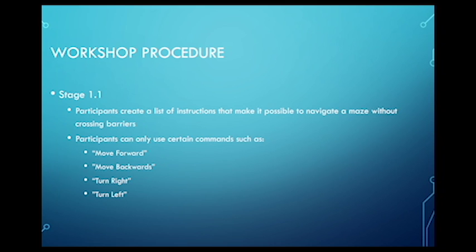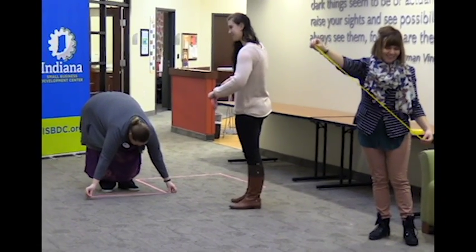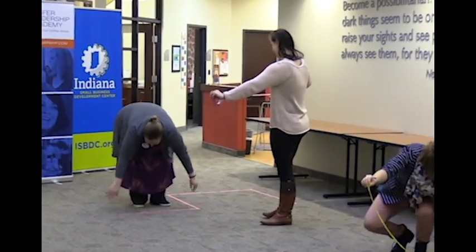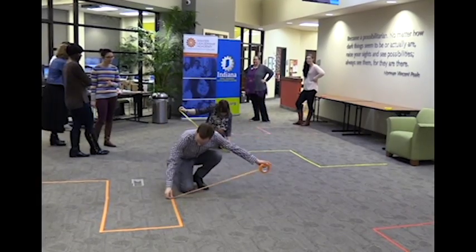The second part of the procedure for stage 1 is you will need to clear a space in a large room, pair up the participants, divide the pairs into equal numbers of groups, and divide the large space in the room equally so that each team has the same amount of space. Have each team use their masking tape to create a path in the space provided. The teams may overlap their paths, and this is fine. It will make the game more challenging.